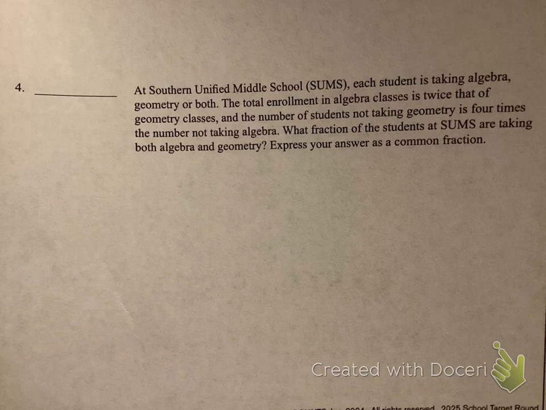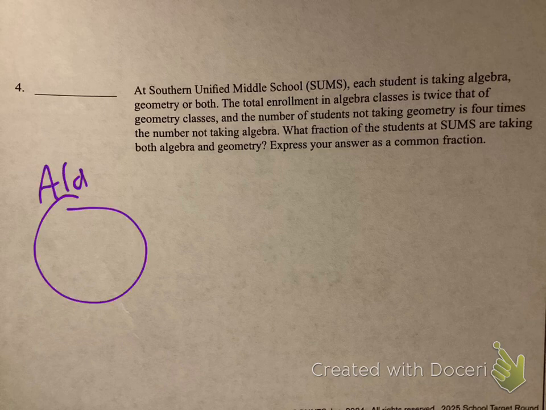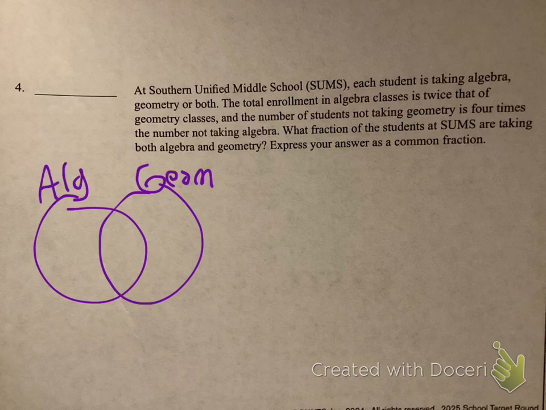All right, number 4 at Southern Unified Middle School. Each student is taking algebra. I'm going to make a little Venn diagram here. So algebra, geometry, or both. Both is where they intersect, these two circles. The total enrollment is twice that of the geometry classes in algebra. And the number of students not taking geometry is 4 times the number not taking algebra.